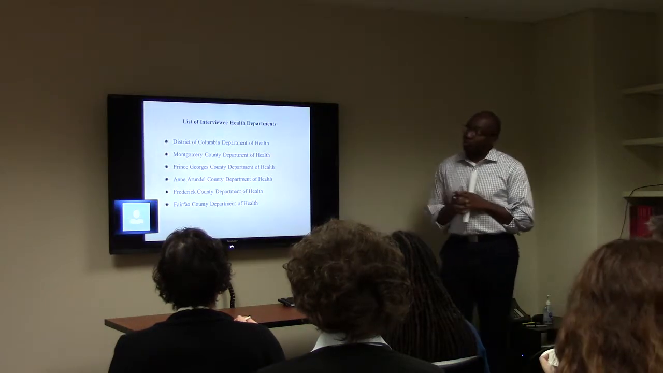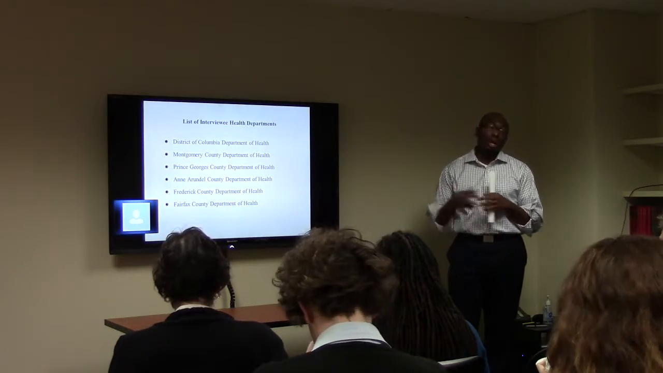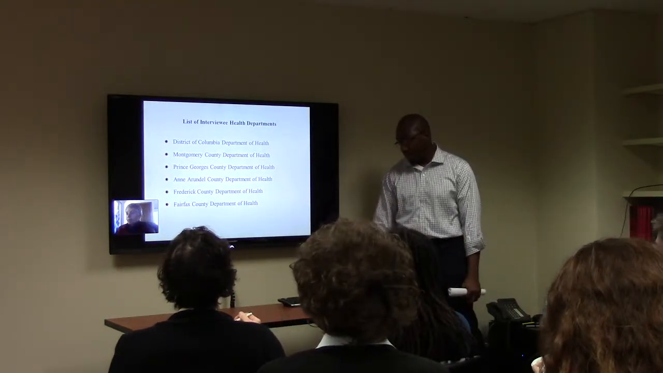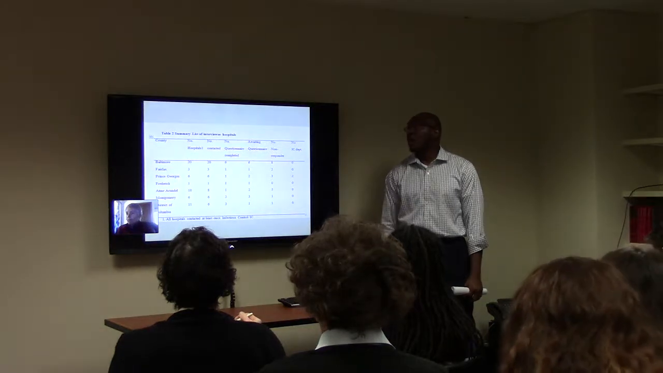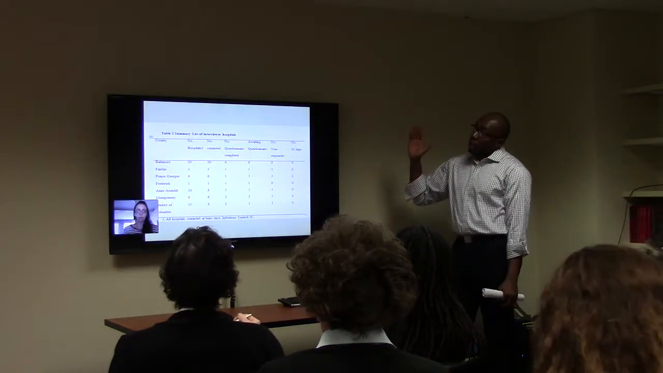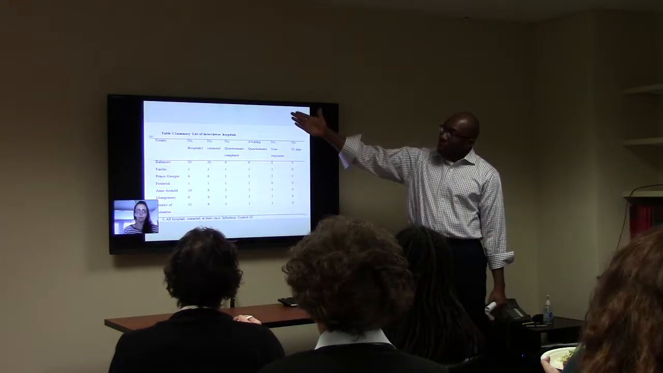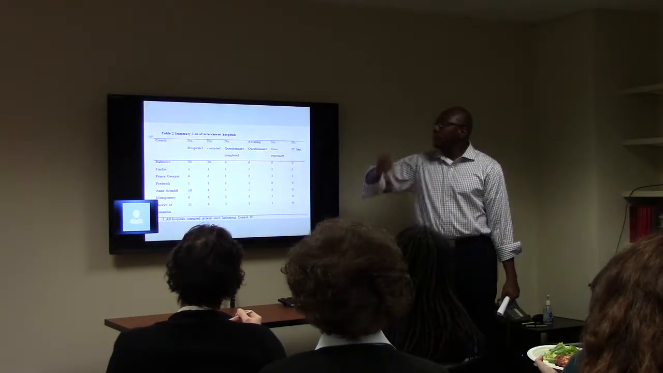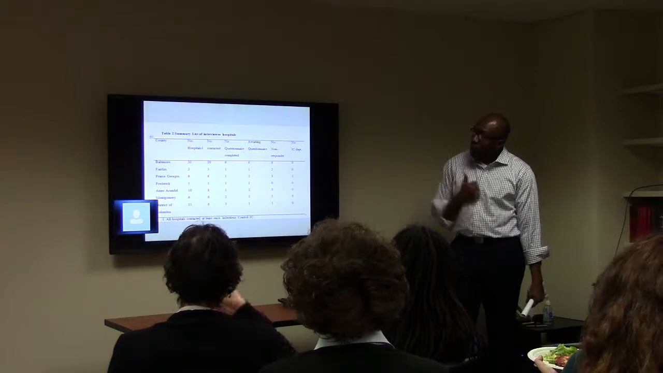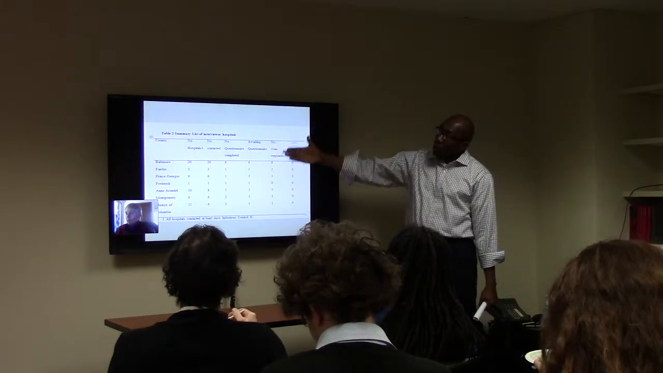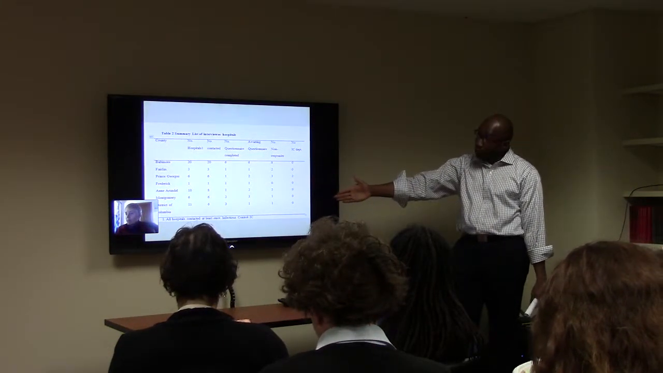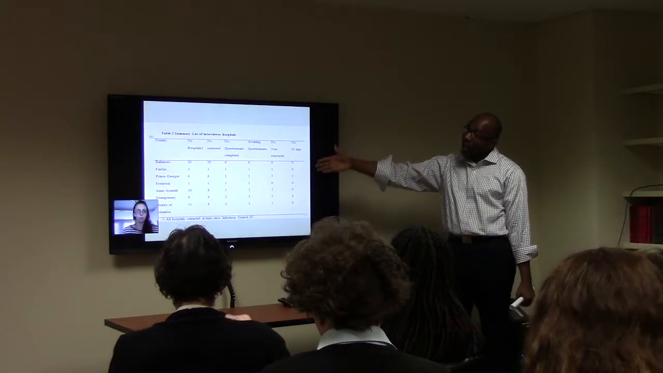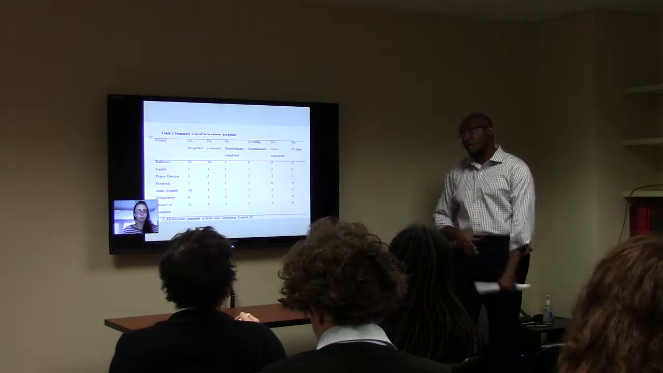Then this is a list of the county health departments that were in the survey. I covered 6 county health departments, and this table shows the hospitals, the counties where the hospitals in the survey were located, the number that I contacted, the number of hospitals that completed the questionnaire, the number of hospitals that I'm still awaiting their questionnaires, and the non-responders.